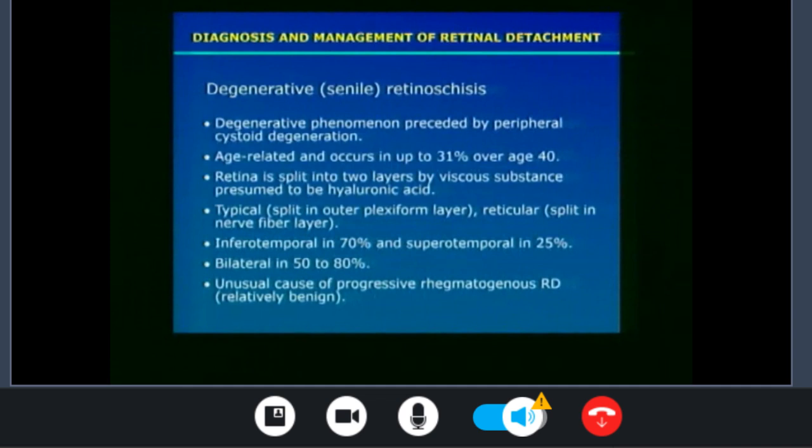We can have two types: the typical, which is a split in the outer plexiform layer, and the reticular, a split in the fibril layer. It is temporal, infratemporal in 70% and supratemporal in 25%.